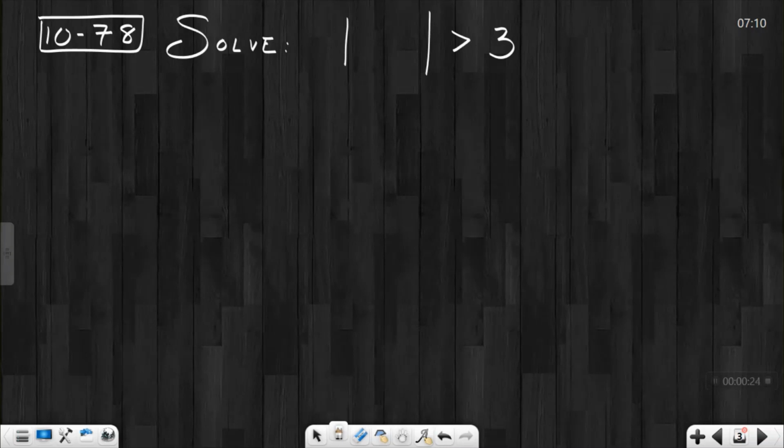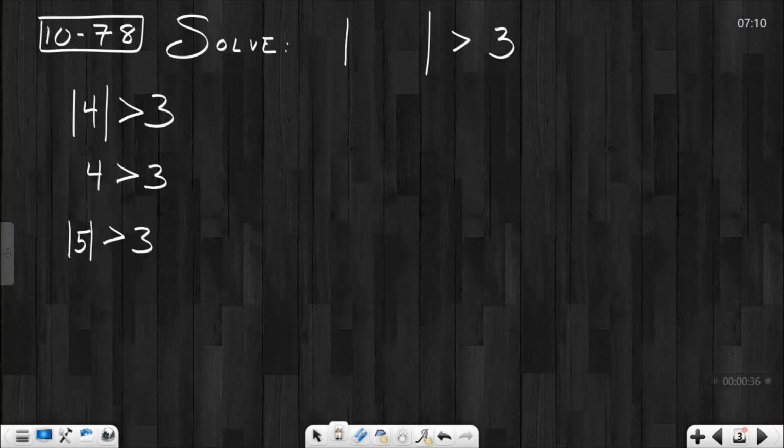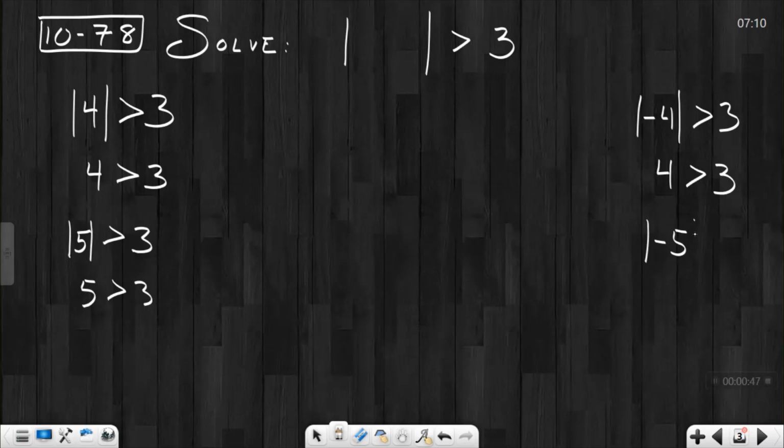Just to prove my point, if I plug in some of those numbers, first over here, the absolute value of 4 is 4, and 4 is greater than 3. The absolute value of 5 is 5, and 5 is greater than 3. Likewise, the absolute value of negative 4 is also 4, and therefore it's greater than 3, and the absolute value of negative 5 is also 5, which makes it greater than 3.